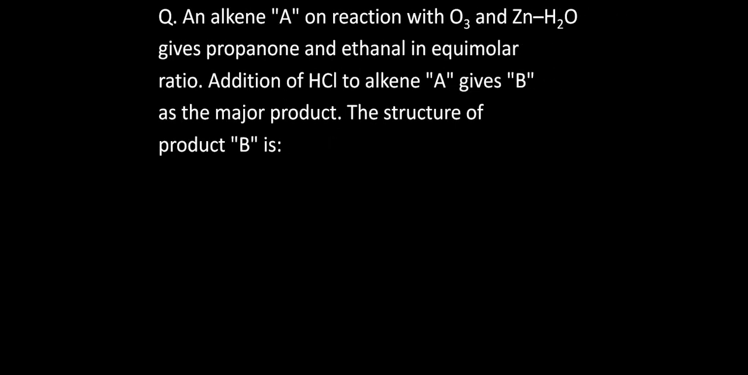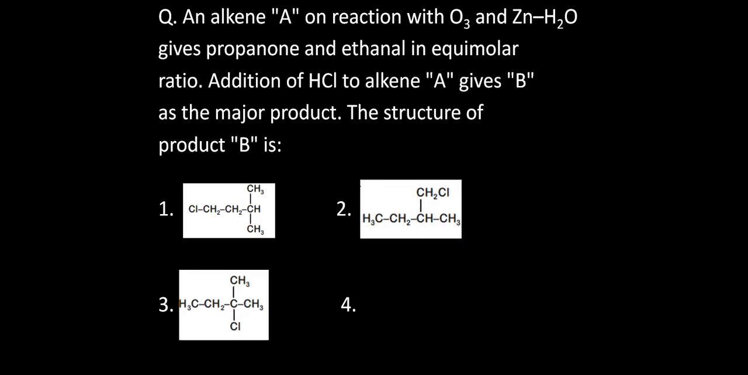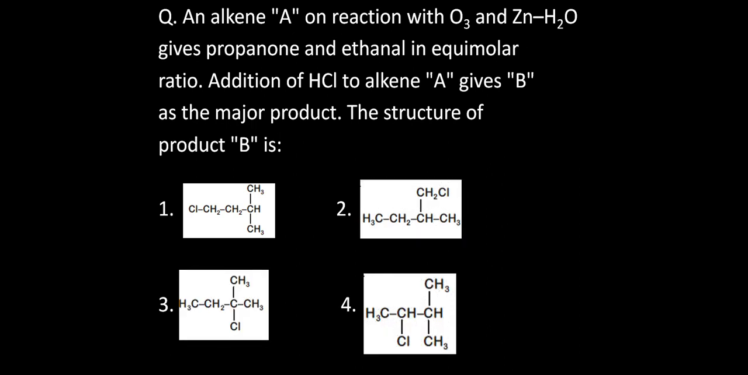An alkene A on reaction with O3 and zinc H2O gives propanone and ethanal in equimolar ratio. Addition of HCl to alkene A gives B as the major product. The structure of B is... So they have given 4 options. So these are the 4 structures. We have to find the correct one.